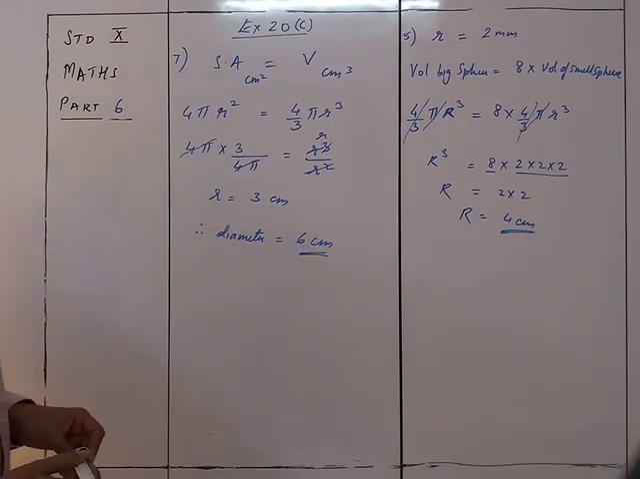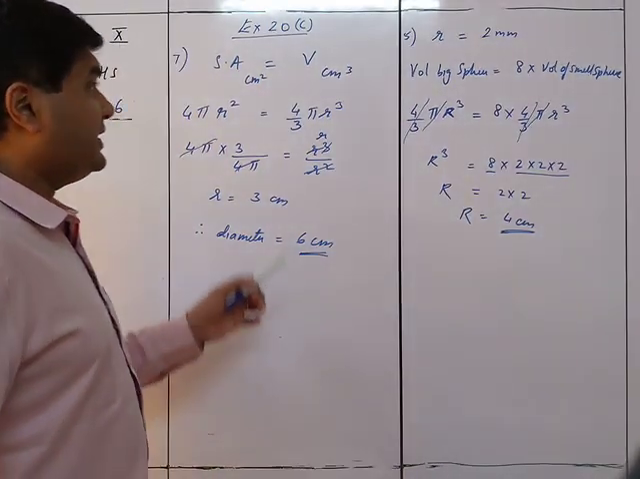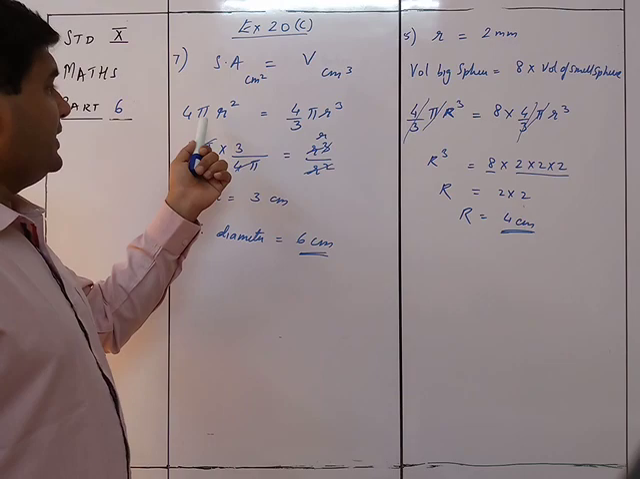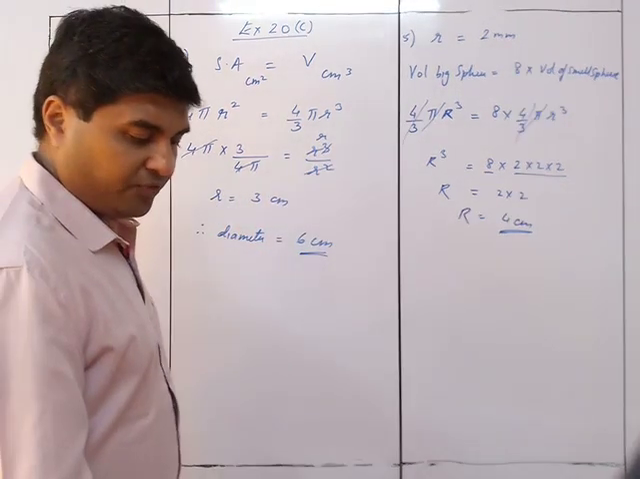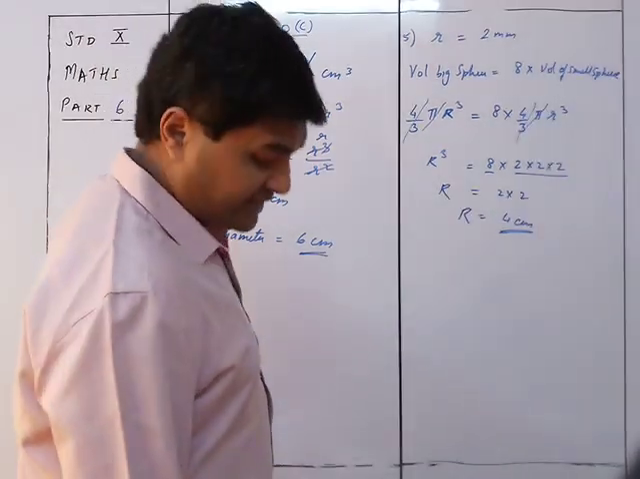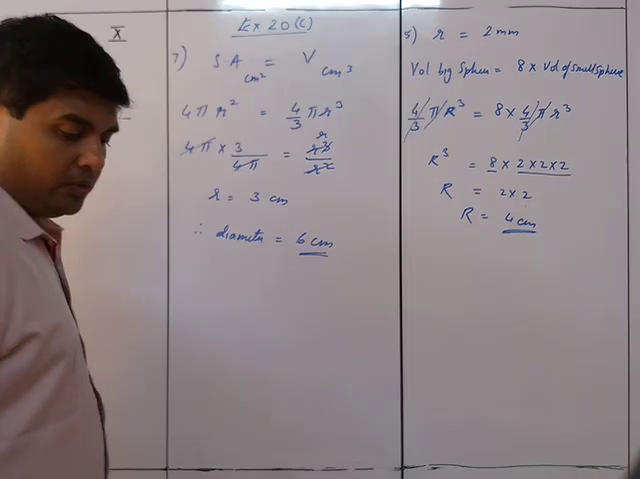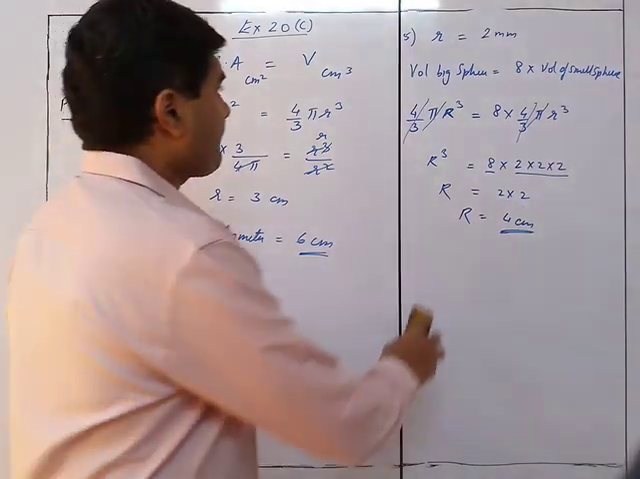Very easy sum, but understanding is important. When you read the sum, you need to understand that this value numerically equal to that value means this formula is equal to that formula. That's why you are getting the answer of sum number 7 as 6 centimeters. We move on to sum number 9.